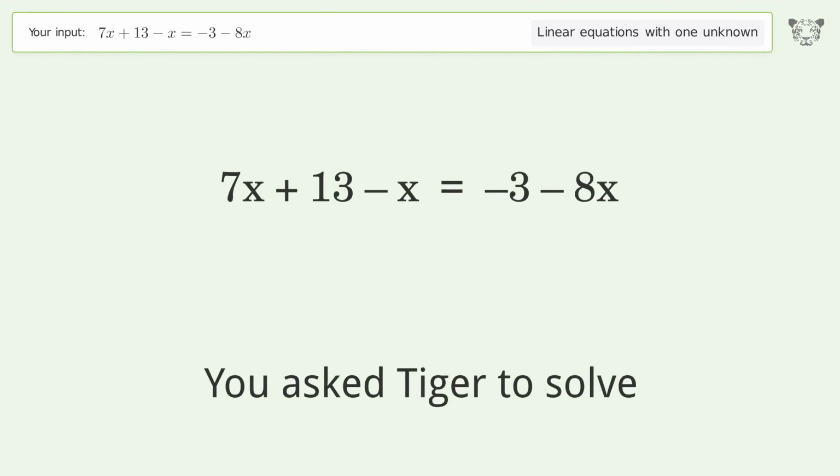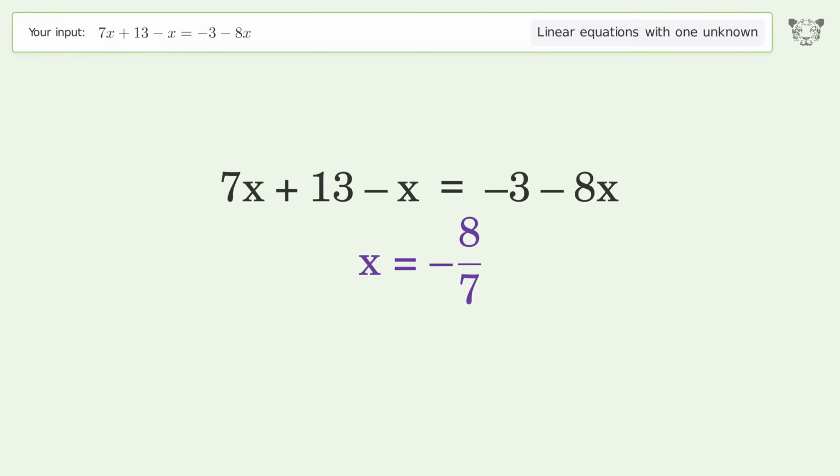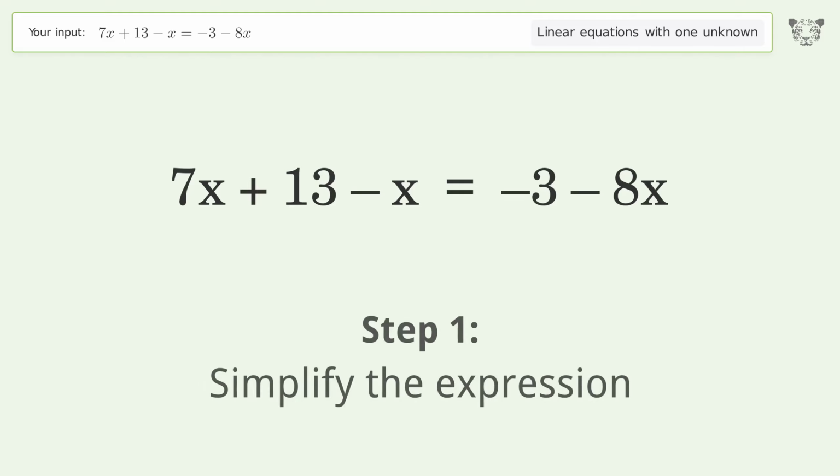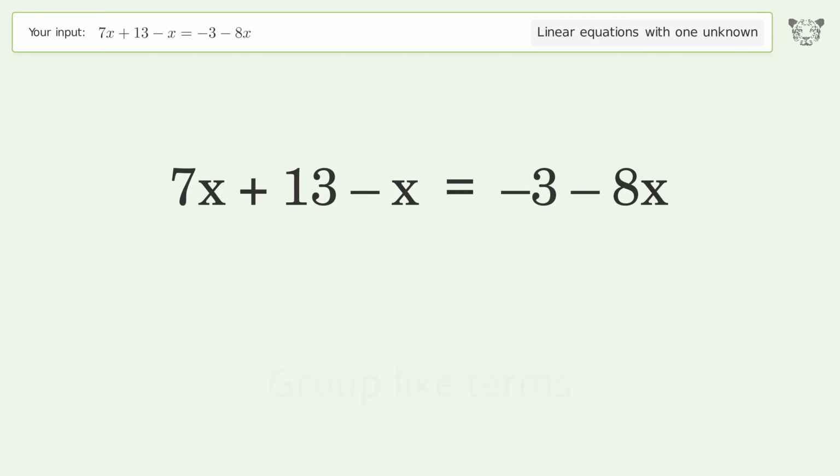You ask Tiger to solve this. This deals with linear equations with one unknown. The final result is x equals -8/7. Let's solve it step by step. Simplify the expression. Group like terms.